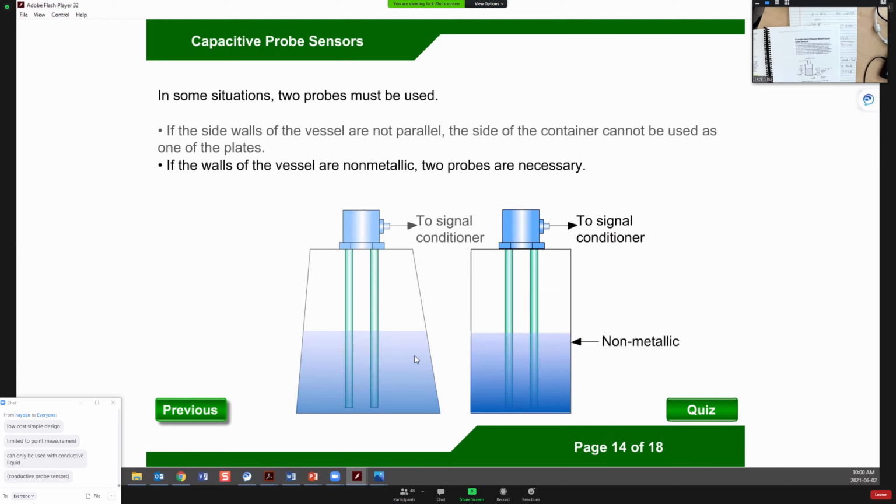There are different variations. If the wall is not parallel to the probe, you have to use two probes, or if the tank container is non-metallic, you also need two probes.